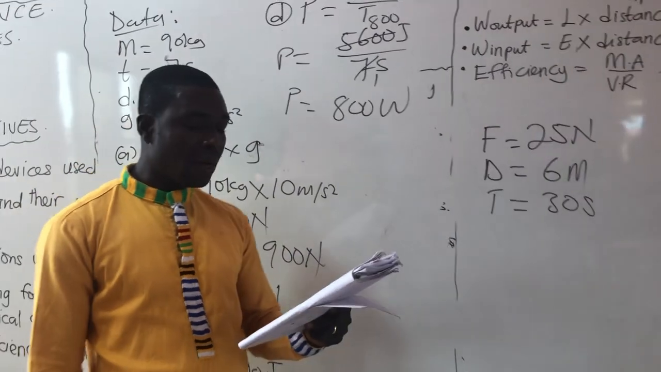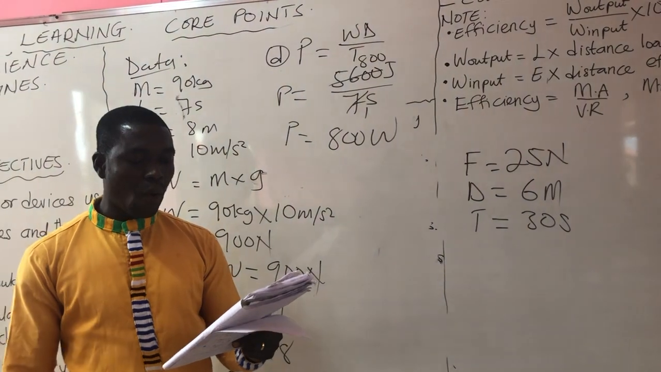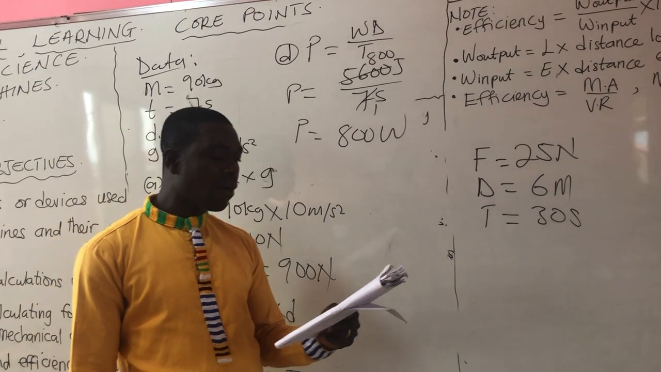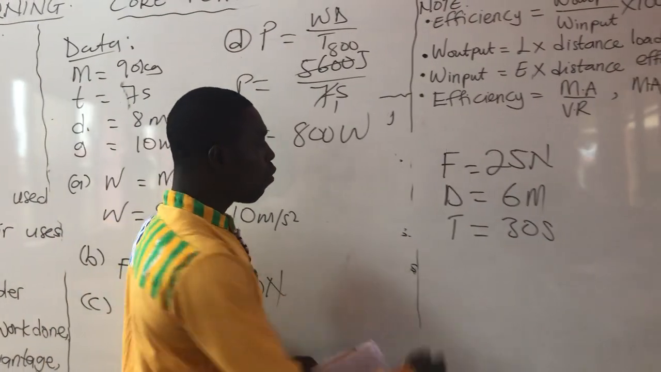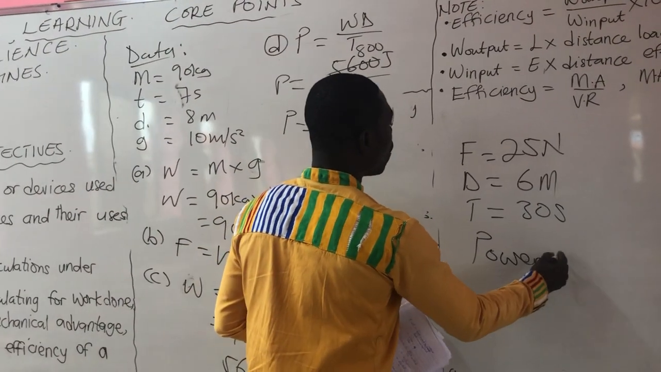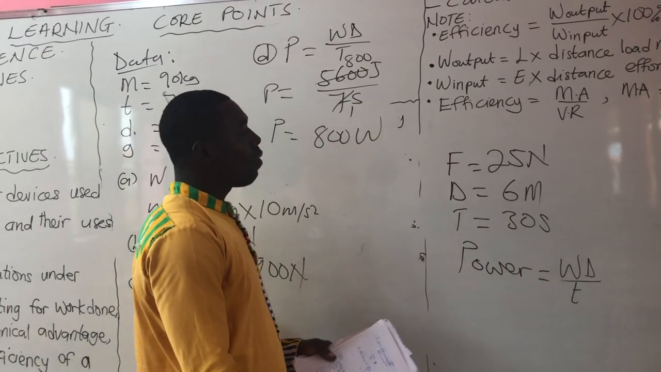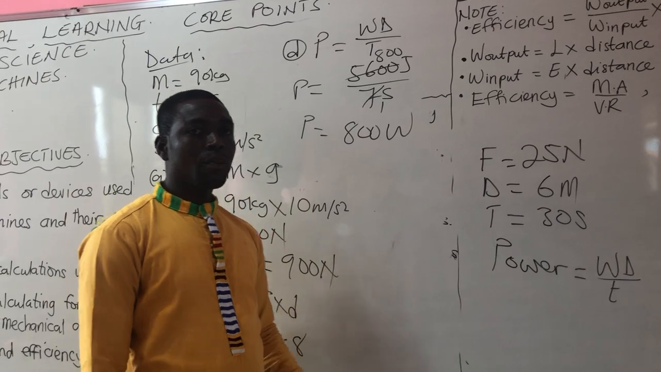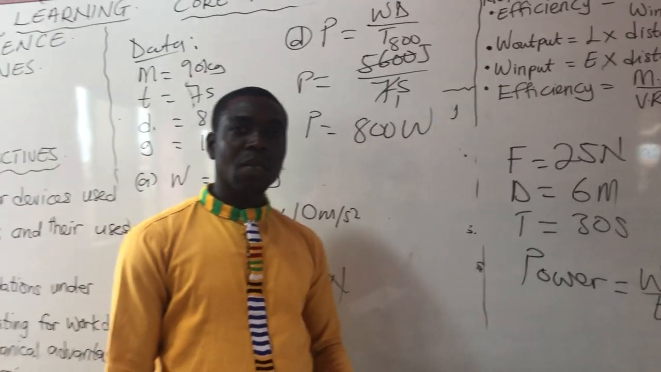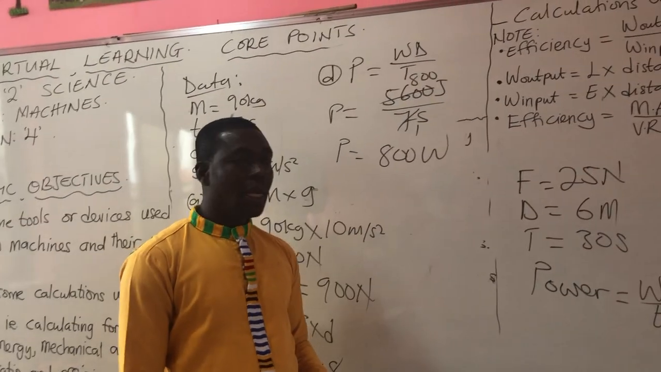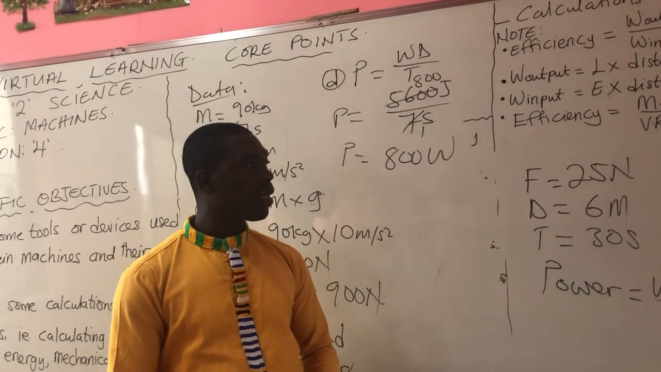Now, what are we calculating for? What are we looking for? We say, calculate the power. You are to determine the power involved in this activity. You already know that power is equal to work done over time. So I'll leave you with this question. Make sure you calculate it for me. In our next lesson, I'm going to ask you for the answer.